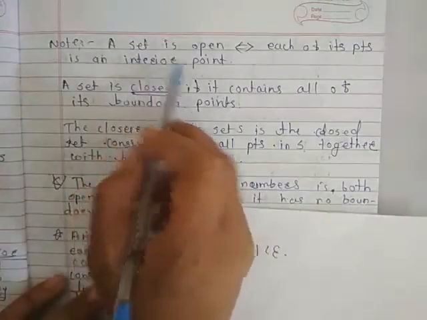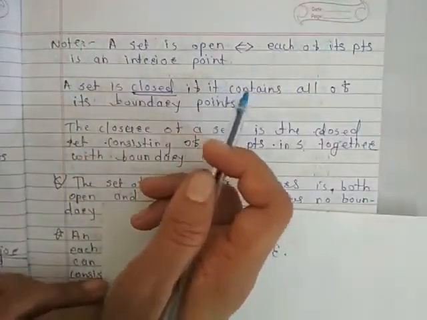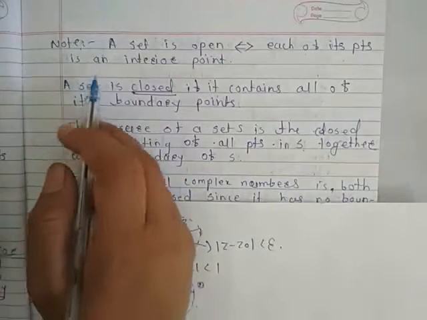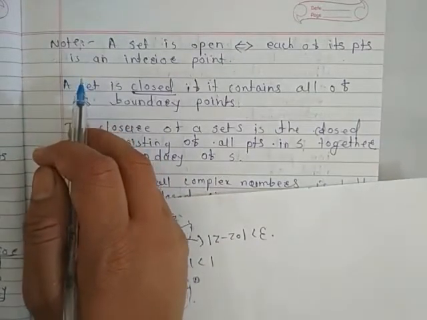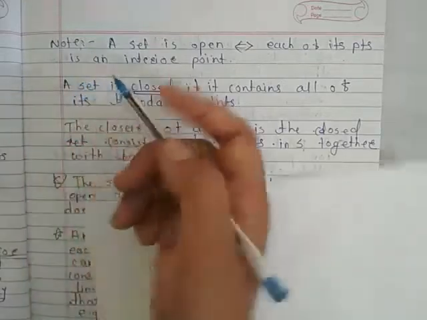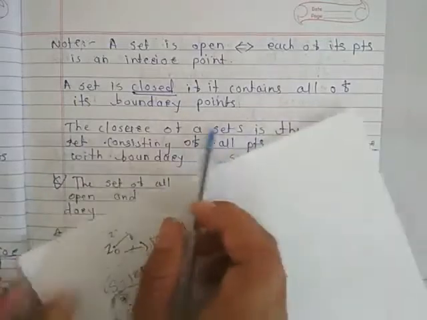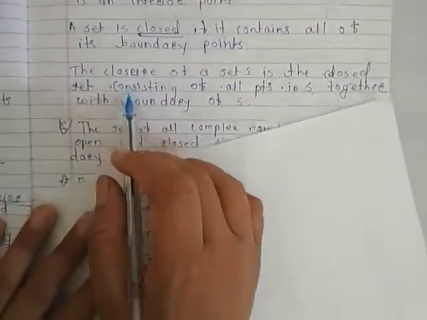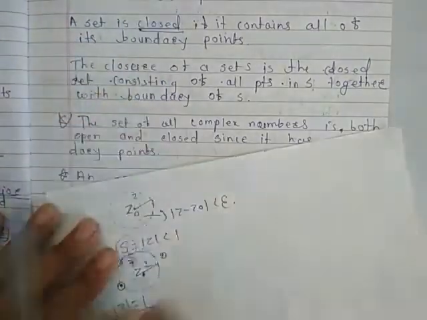Next, a set is open if and only if each of its points is an interior point. Already we have discussed open set, closed set, interior point. These are all concepts in metric space. It is just a revision. A set is closed if it contains all of its boundary points. This theorem we have also seen in metric space.